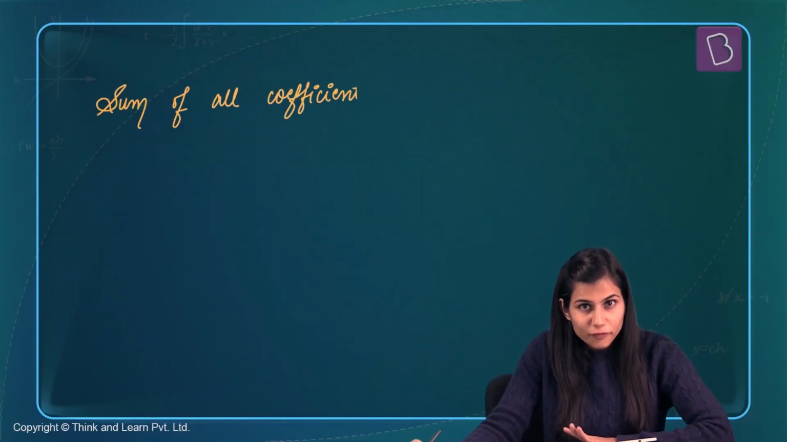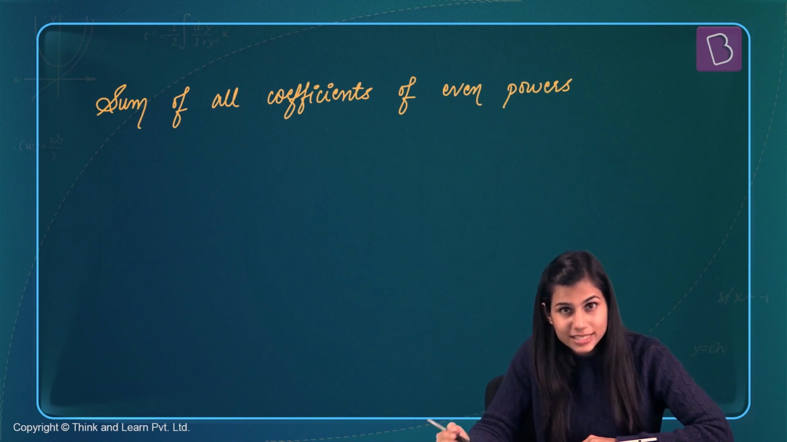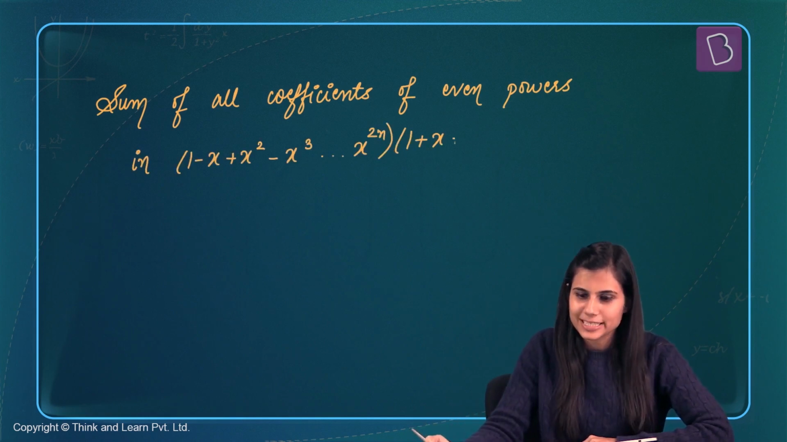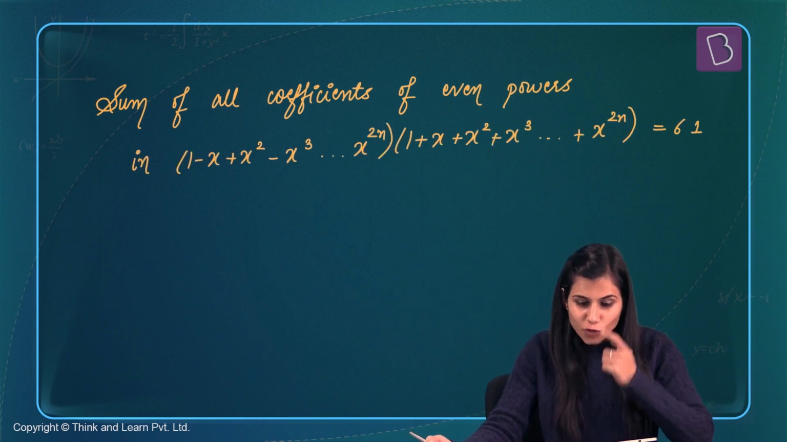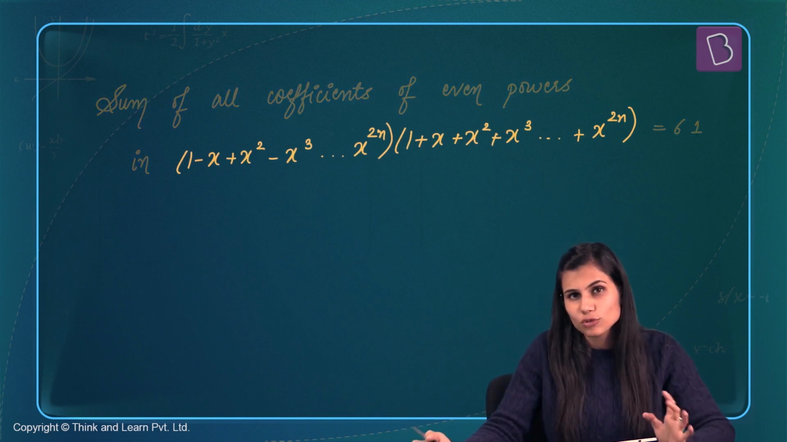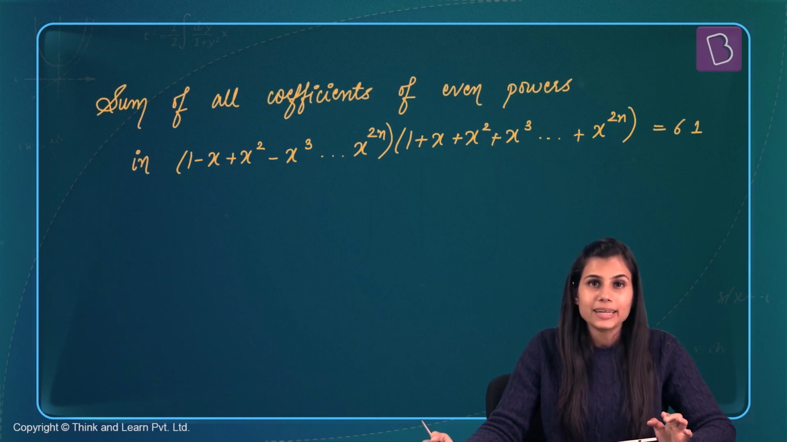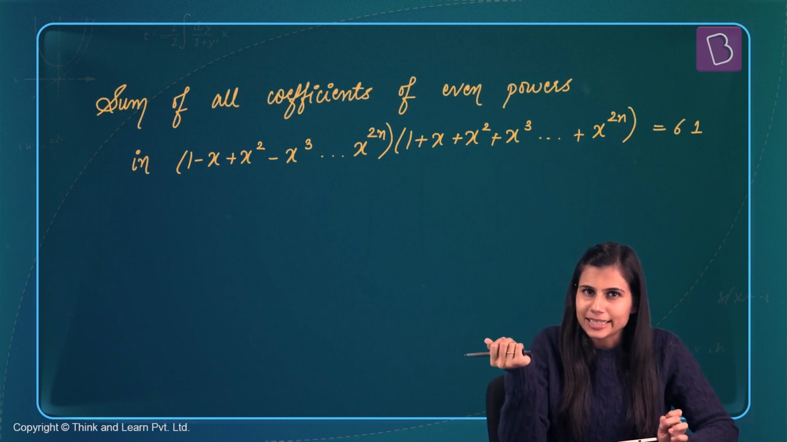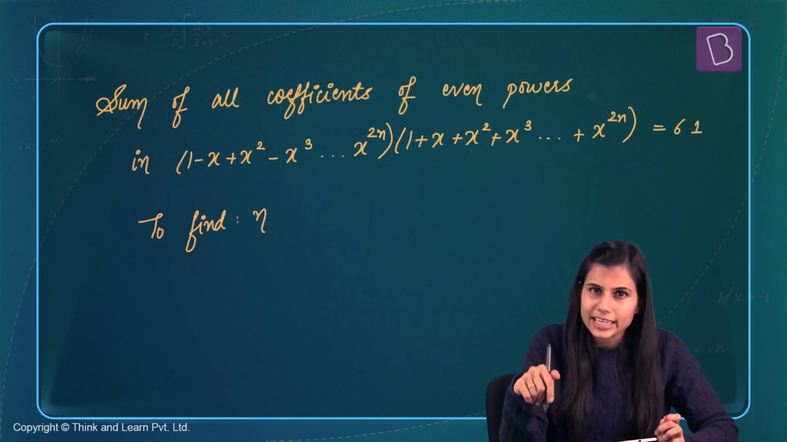Okay, then coming from binomial theorem is this question which says the sum of all coefficients of even powers in this particular expression is 61. Now, of course, you don't sit to multiply all the terms and actually find out what it comes out to be, but tackle it a bit smartly. We have to find the value of n eventually.